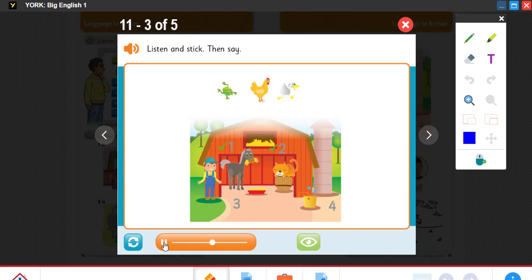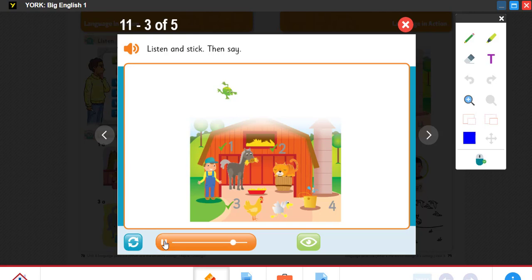3. Look at the yellow chicken and the white duck. Yes, I see them. What are they doing? The duck is running and the chicken is standing. Yes. So let's take the picture of the chicken and the duck. 3. Number 3. Correct answer. Let's listen to number 4, the last one.